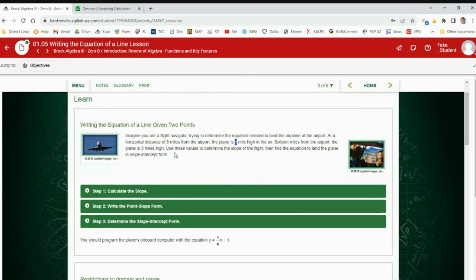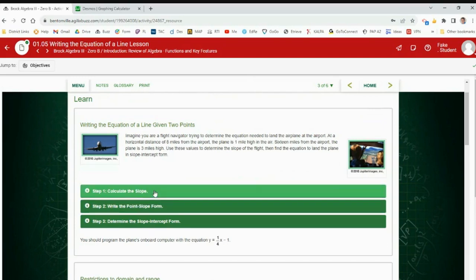So use these values to determine the slope of the flight and then find the equation to land the plane in slope-intercept form. So let me write this down. At 8 miles, we are 1 mile in the air. At 16 miles, we are 3 miles in the air.